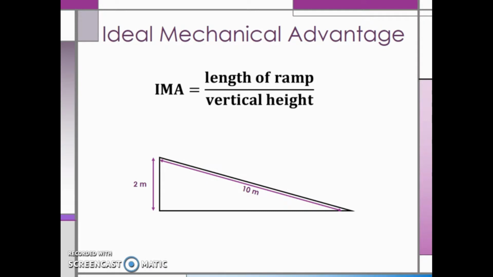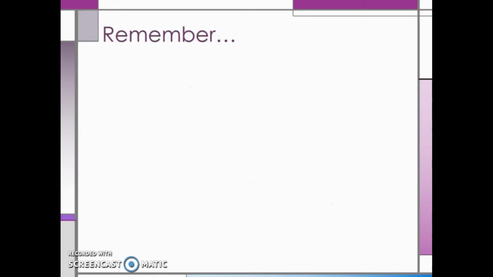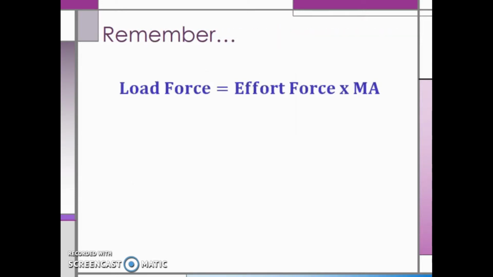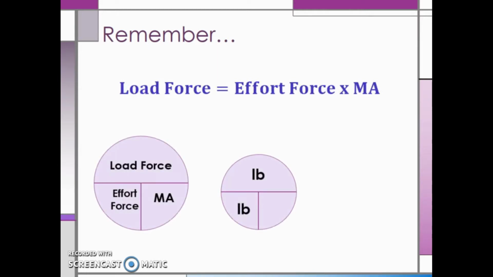In this ramp, we can find the ideal mechanical advantage to be 10 meters divided by 2 meters, which is 5. Once again, we need to remember that the load force is equal to the effort force multiplied by the mechanical advantage.